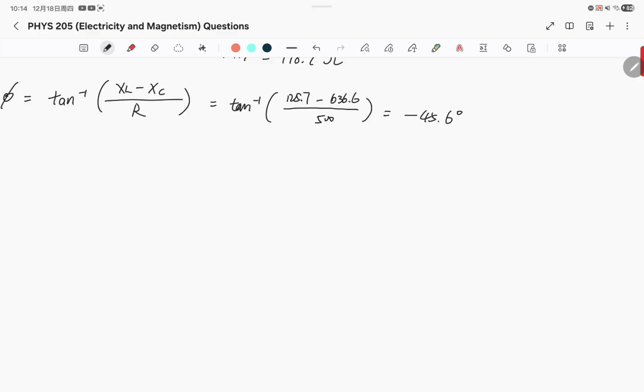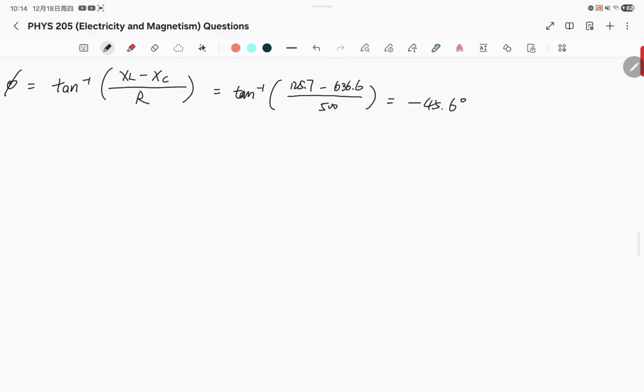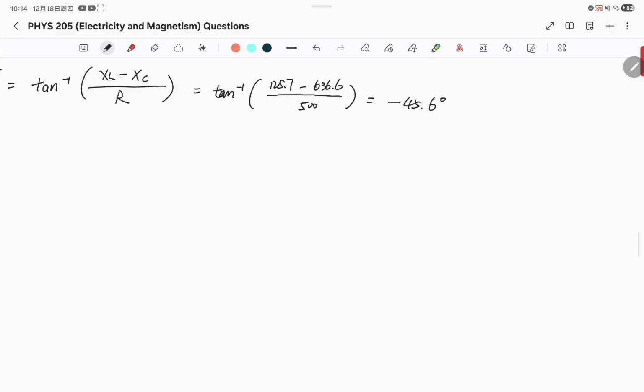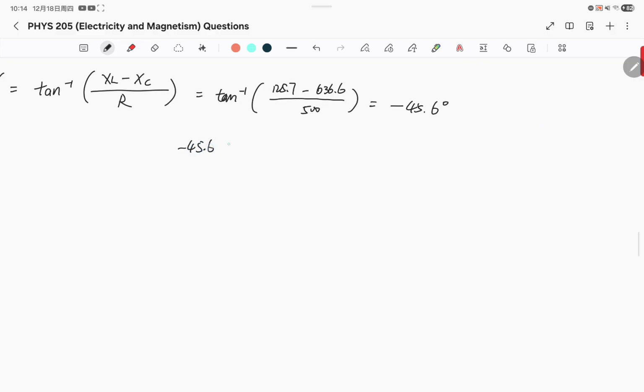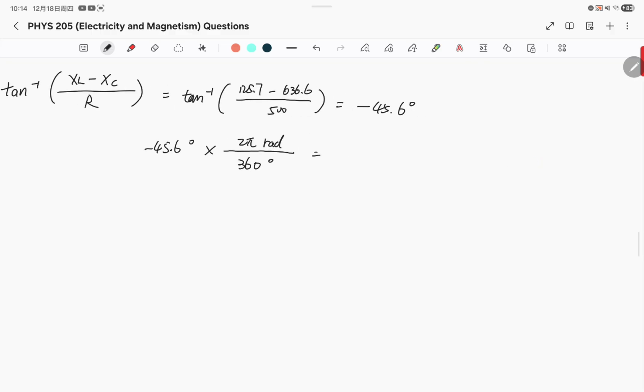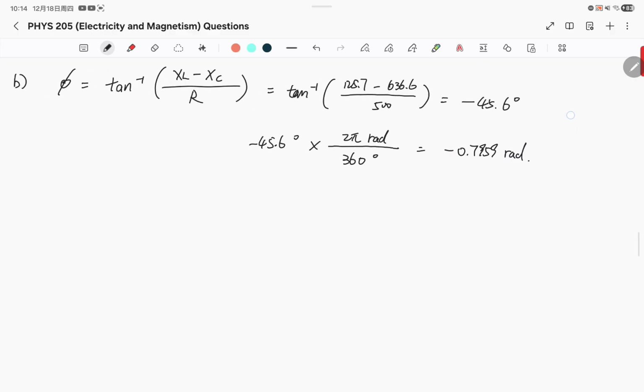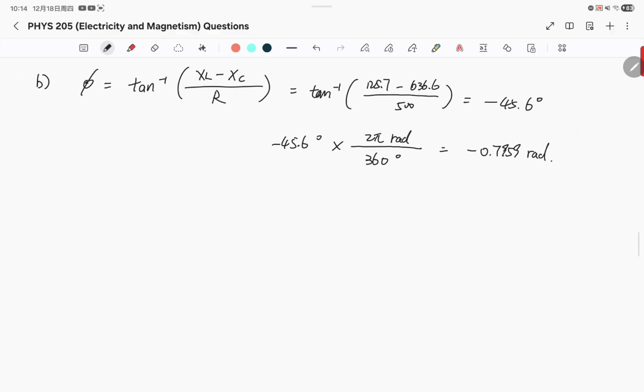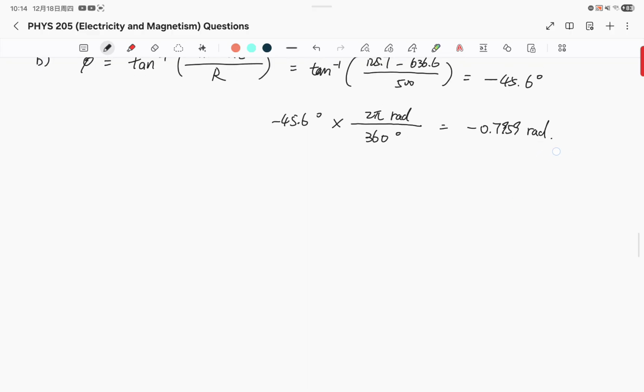It's a negative angle. If you have a value in degrees and you want radians, how do you do that? Degrees times, a full circle is 360 degrees, and each full circle is 2 pi rad. That's how you do the unit conversion from degree to radian, and that gives me negative rad. Just in case your teacher wants both values, but it's not necessary to do both.